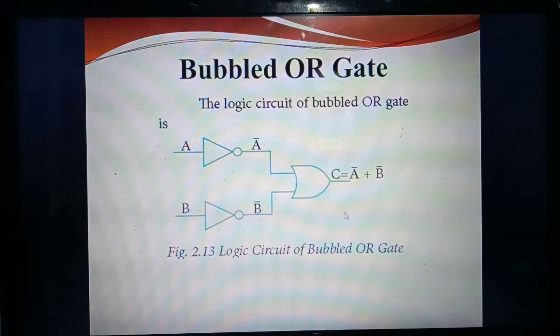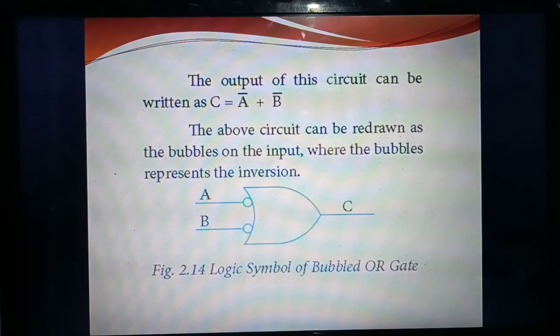Do you understand the logical circuit for the bubbled OR gate? Listen. What's the output you get from the OR gate? A bar plus B bar. So C equals A bar plus B bar. That's the way you get the bubbled OR gate. But this is the original logical symbol for the bubbled OR gate. Bubbled means you need to put the bubbles at the starting. In the OR gate you put the bubbles at the starting.